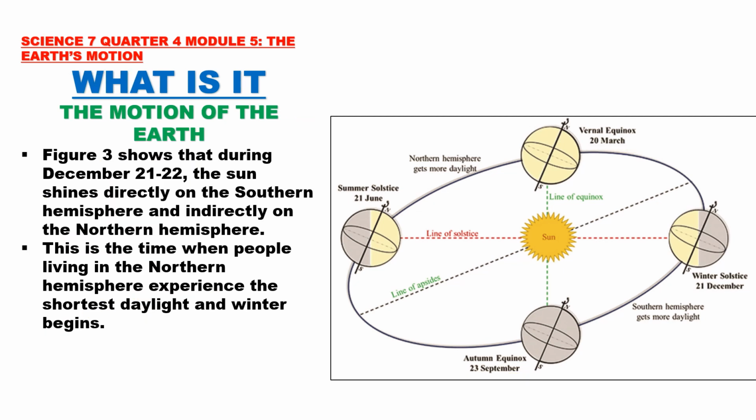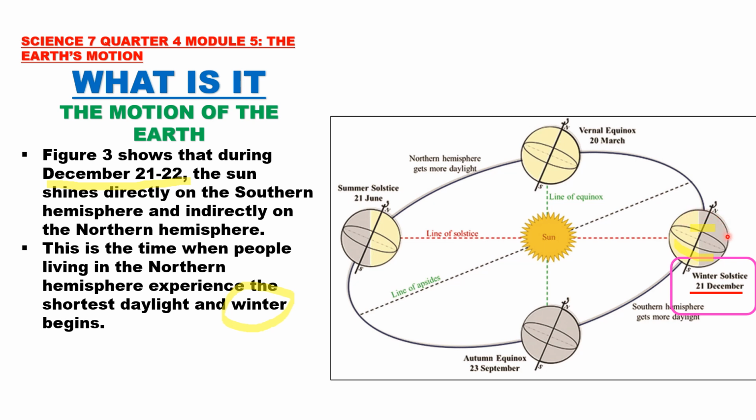Figure 3 shows that during December 21 to 22, the sun shines directly on the southern hemisphere and indirectly on the northern hemisphere. This is the time when people living in the northern hemisphere experience the shortest daylight and winter begins. In the illustration, we could see that during the month of December, the northern hemisphere is tilted away from the sun, and the southern hemisphere is tilted towards the sun.